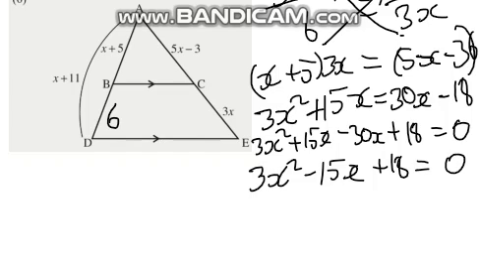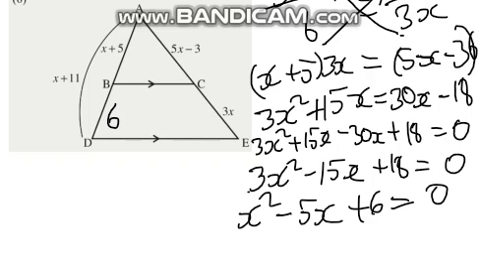Then the next step is basically to factorize. When you're factorizing this, you want to divide everything by a common factor, which in this case is 3. Divide everything by 3, you're going to get x squared minus 5x plus 6 is equal to 0. Now to factorize this, you're going to find values that will give you 6 if you multiply them, but if you subtract or add them, they'll give you 5.